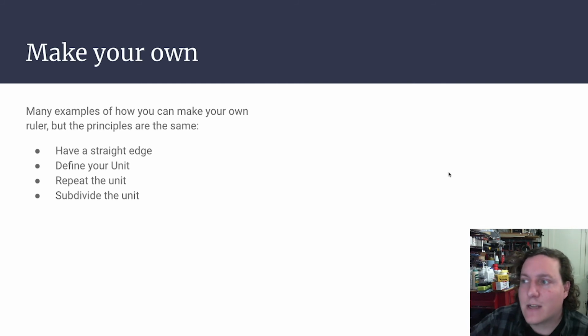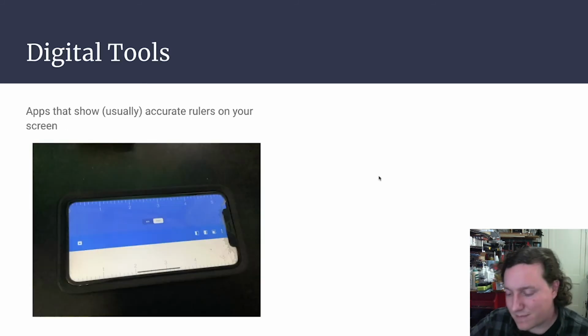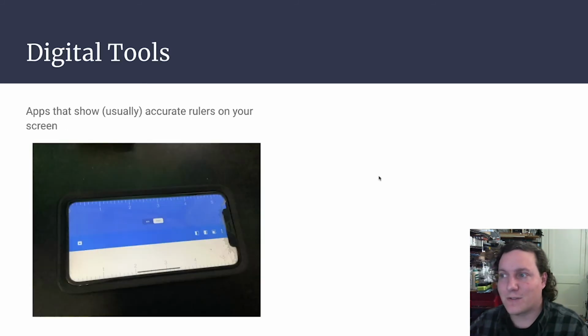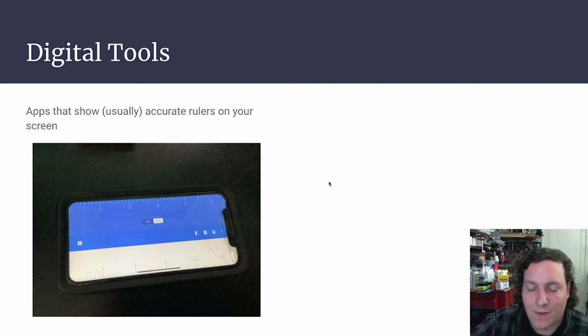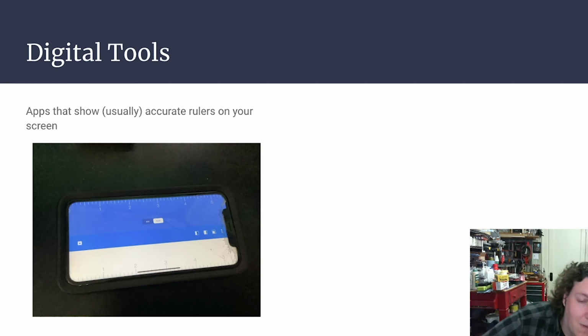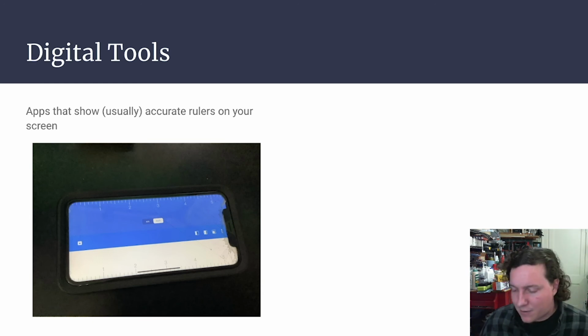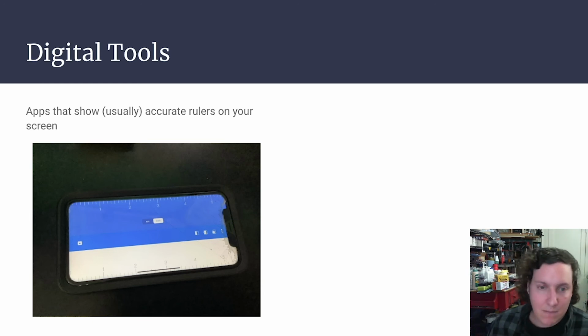Now, the last option, getting a little bit more on the creative side, is to use the digital tools around you. On both iOS and Android, you can find apps that basically turn the screen of your phone into the form of a ruler, and sometimes it's going to be pretty accurate. So in this case, on my iPhone XR, it was able to give a fairly accurate measurement.